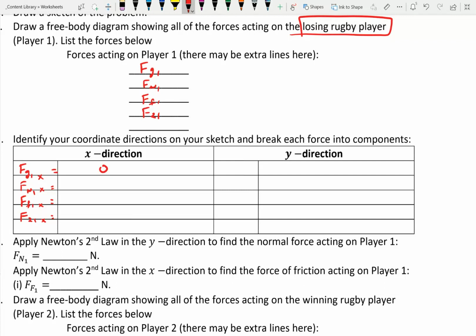0, minus m1g, 0, n1, mu n1, and that was minus a, 0.